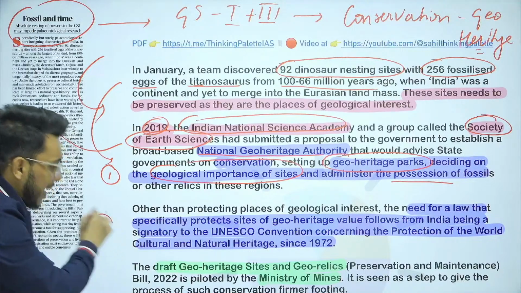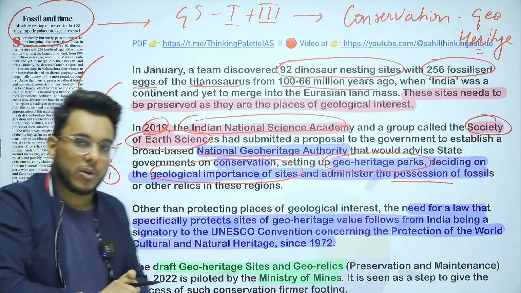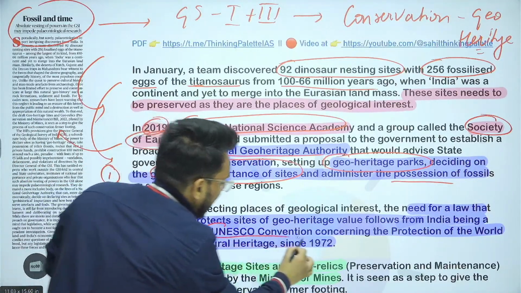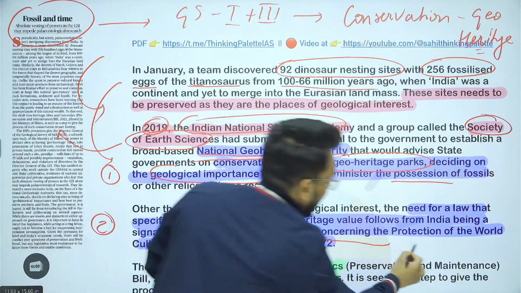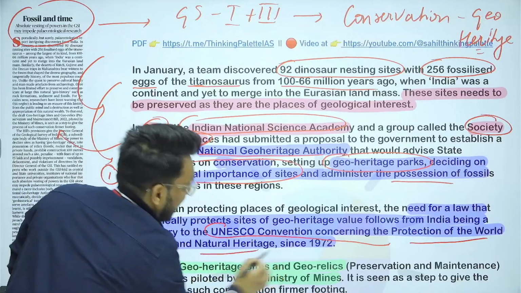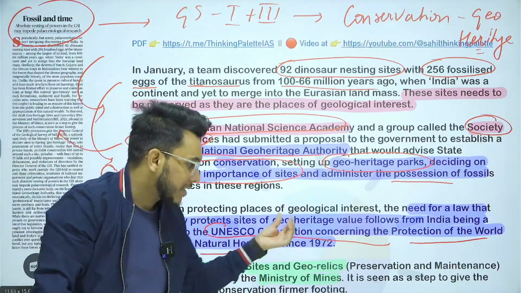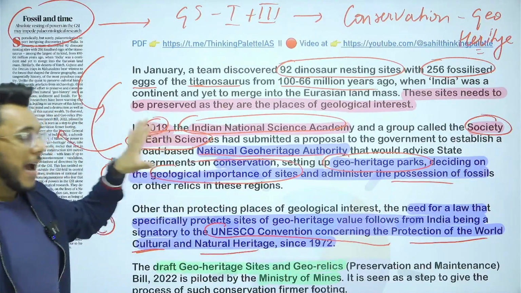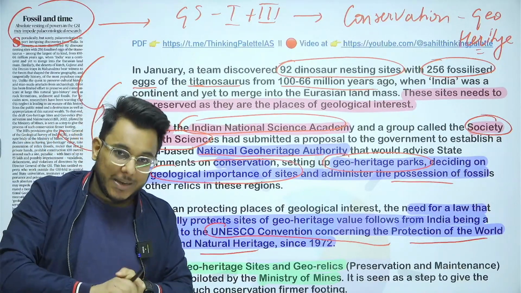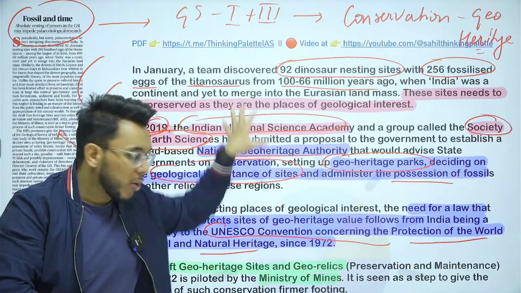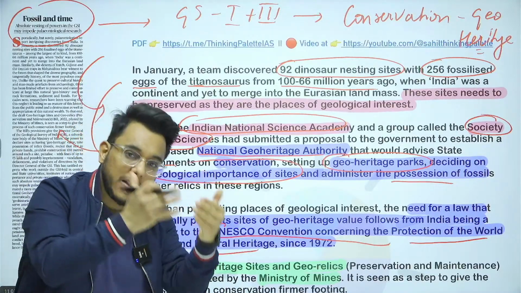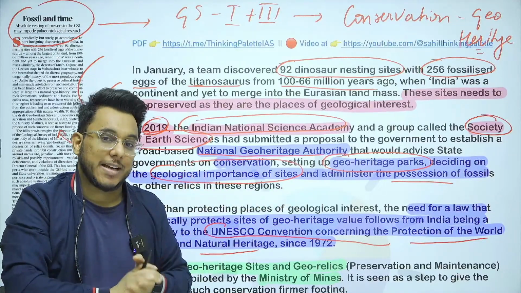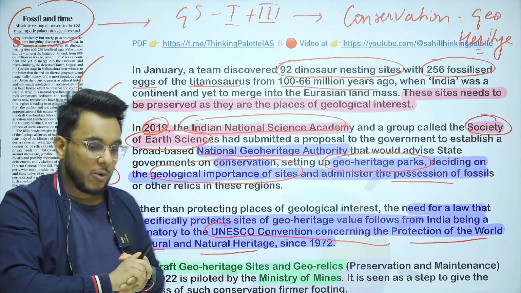Then what happened? Guys, India has also been a signatory of the UNESCO Convention on the Protection of the World Cultural and Natural Heritage. Since 1972, we have signed this convention for the protection of the world cultural and natural heritage sites. Therefore, India has an obligation to enact a law to protect these geo heritage sites and fulfill that obligation. Now India has prepared a draft bill for the protection of such sites, and we are going to discuss this bill in this article.